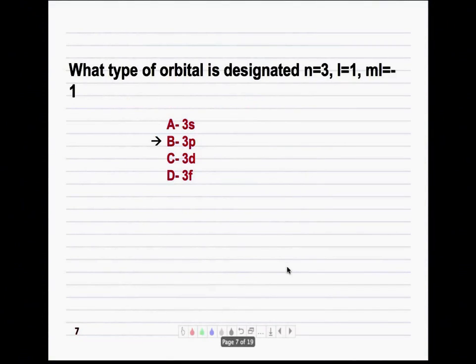I'm going to stop it also at 10. What type of orbital is designated for n equals 3, L equals 1, ML equals -1?